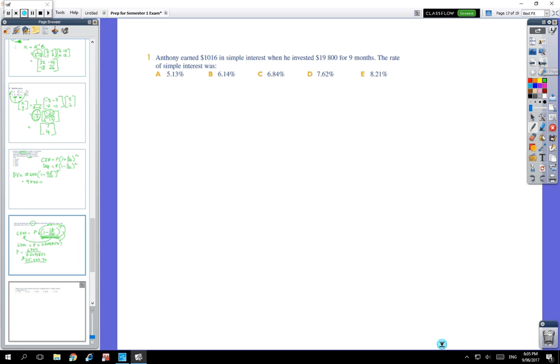Okay, moving on. So I've got simple interest. Again, the simple interest formula equals principal times the interest rate times the time over 100. So see how you go for this one. Okay, so you're back. So we've got simple interest.